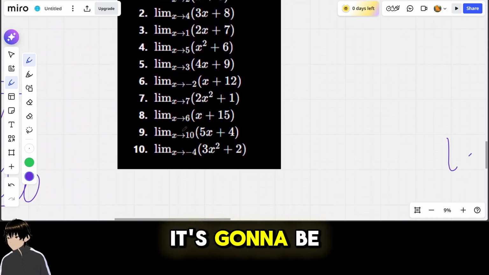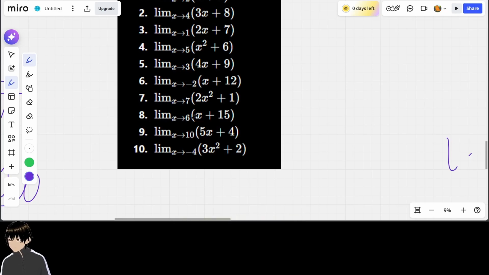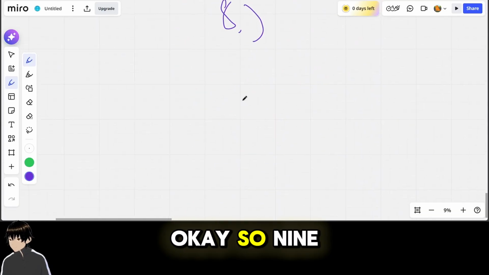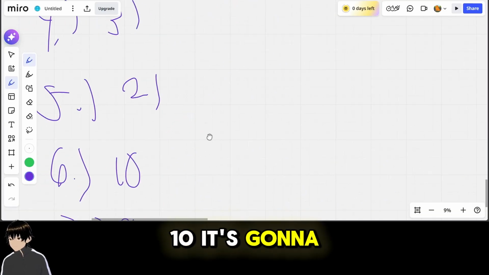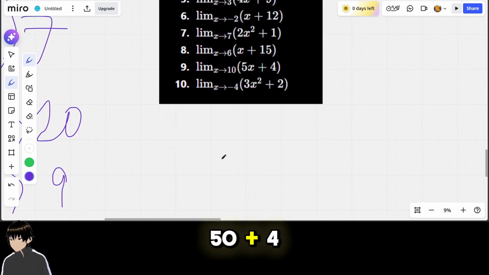So 6 here is going to be 6. Okay, so what is 6? 6 plus 15 is going to be 31. Then 5 times 10 is 50, plus 4, 54.